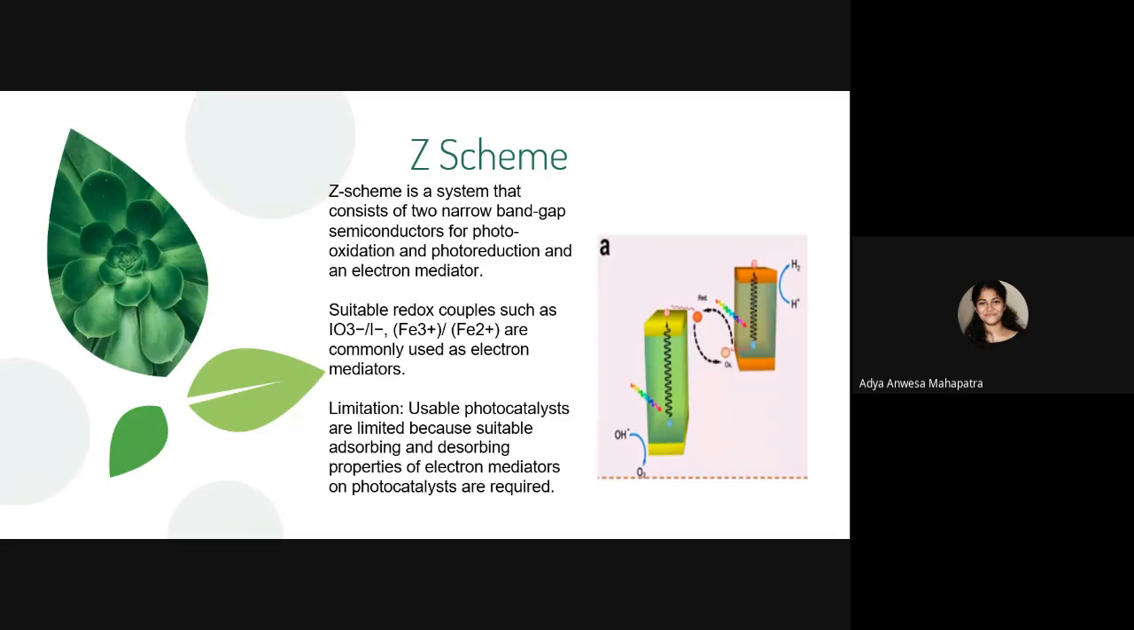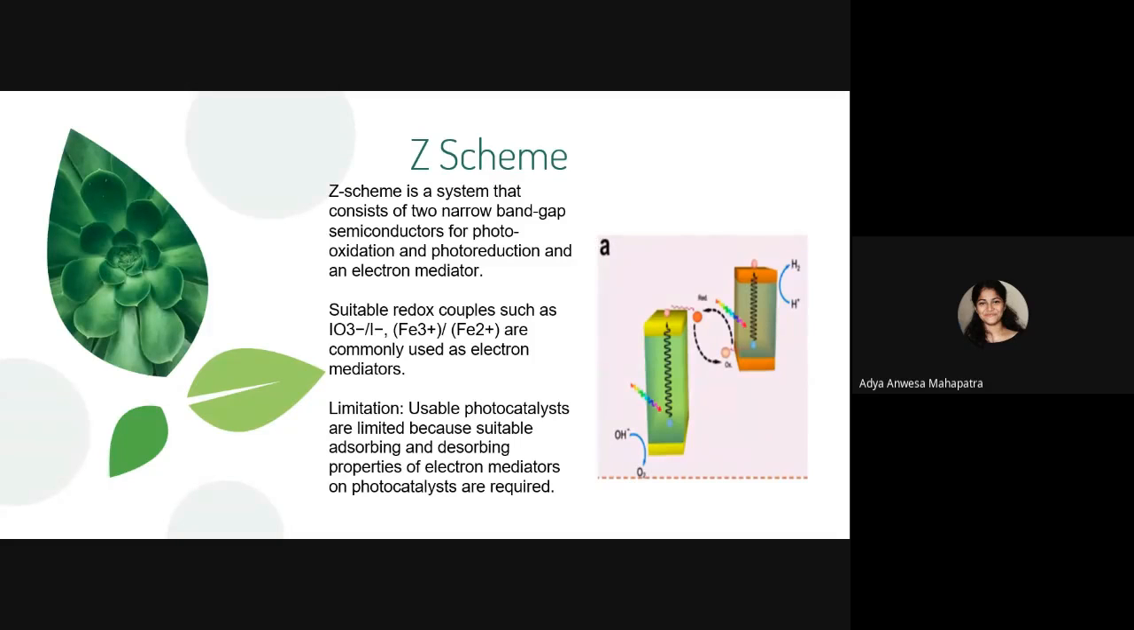Remember the two-step artificial photosynthesis process I discussed earlier? Here we will be using that. Suitable redox couples such as iodate and iodide ion or ferric and ferrous ion are commonly used as electron mediators. Photocatalysts that are active for hydrogen and oxygen evolution can be used to construct the Z-scheme.